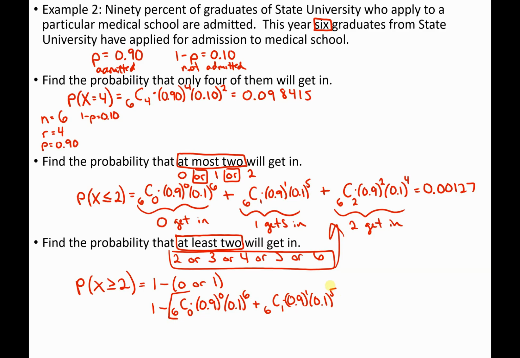Make sure your addition happens first. So we're not going to do the 1 minus piece until we've figured out the probability that 0 get in, the probability that 1 gets in. So make sure you have it set up that way. If you're going to enter everything in your calculator at once, make sure you're using some parentheses.